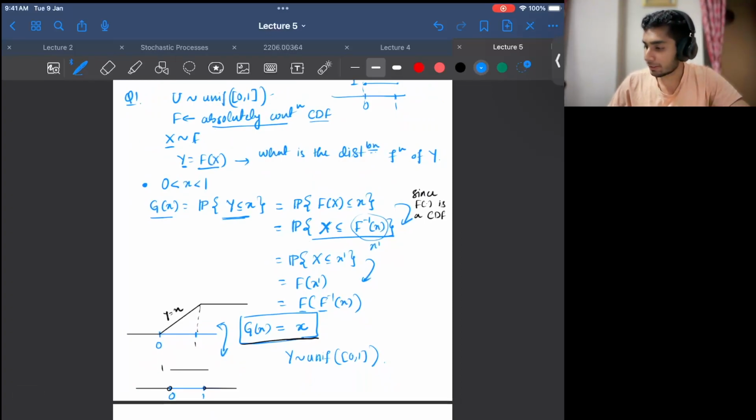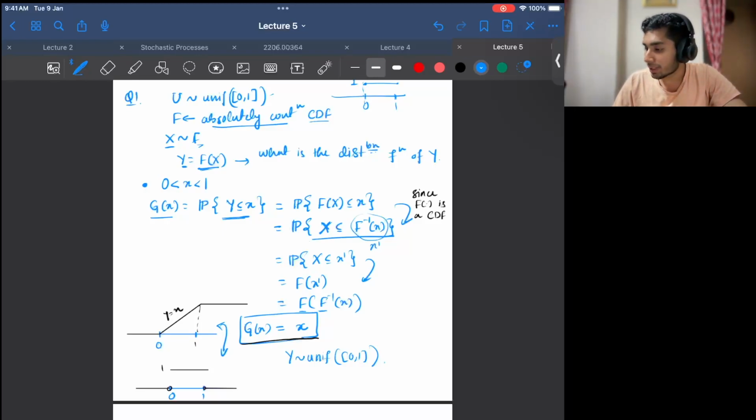Again, why is this result important? This is one way to sample from any distribution. Let's say you are given an arbitrary distribution and you are asked to sample from it. F could be anything here. Instead of sampling from X, you can sample a uniform random variable and apply the transformation F inverse to it, and that sample will come from your desired distribution, capital F of x.